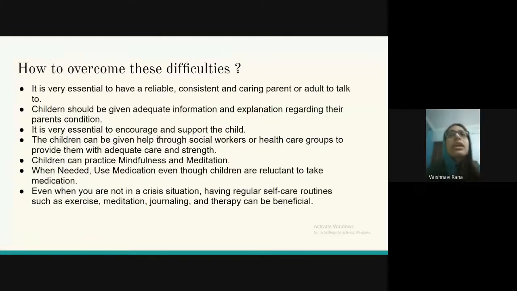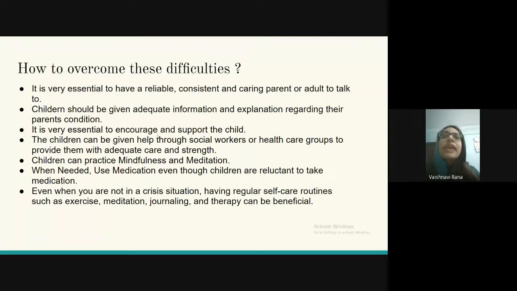So, how to overcome these difficulties? It is very essential to have a reliable and consistent network of a caring parent or some adult to talk to, maybe their elder siblings or somebody else in the family who can understand and guide the child accordingly. Children should be given adequate information and explanation regarding their parents' health condition. And it is very important to encourage and support the child, because at this stage, children need that encouragement externally, not only internally, because internally it is very difficult since children are not so much aware, but they need that encouragement through external factors.